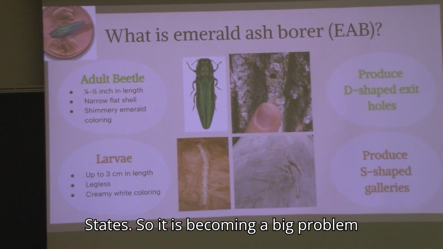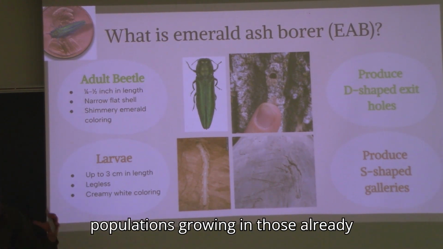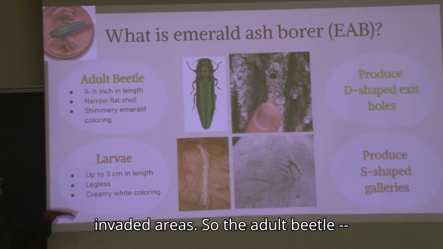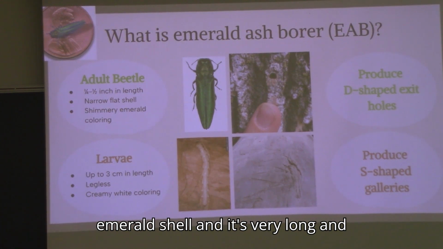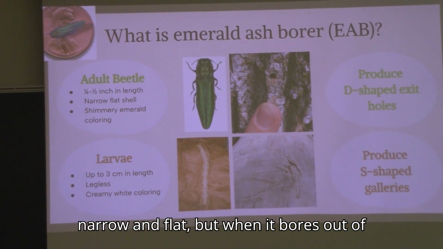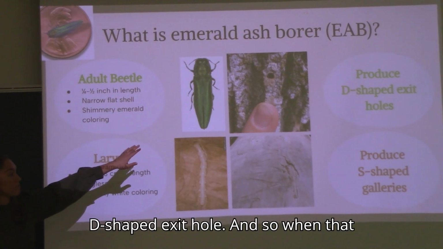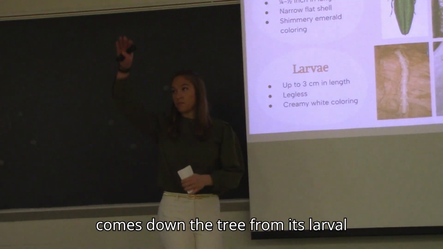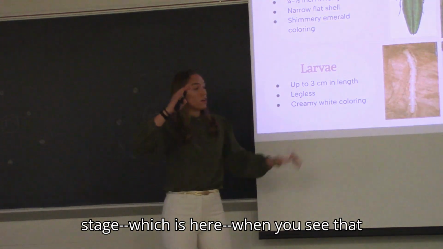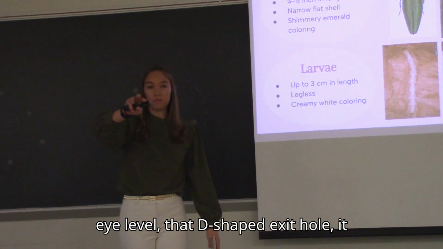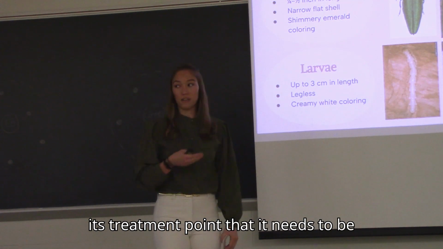So it is becoming a big problem, and we're noticing a lot more severe populations growing in those already invaded areas. So the adult beetle, pictured here, has a characteristic emerald shell, and it's very long and narrow and flat. But when it bores out of the tree and into the world, you see this D-shaped exit hole. And so when that comes down the tree from its larval stage, which is here, when you see that at eye level, that D-shaped exit hole, it means that the tree is so far gone past its treatment point that it needs to be removed.